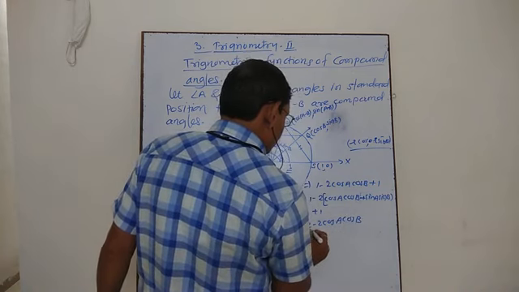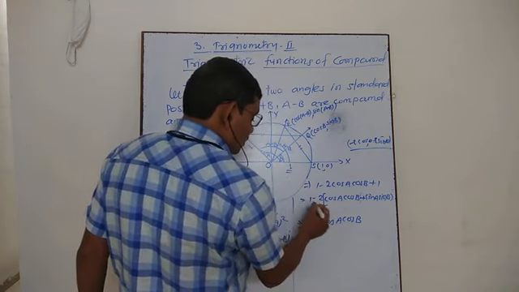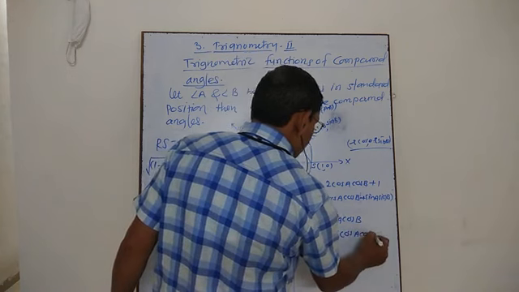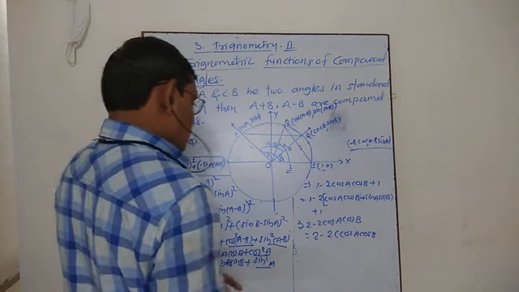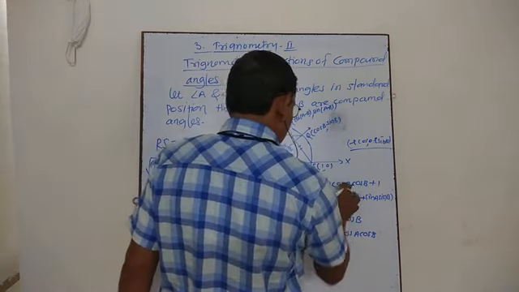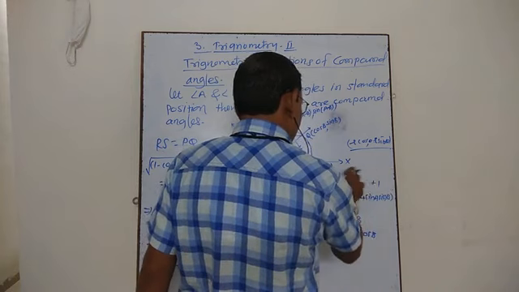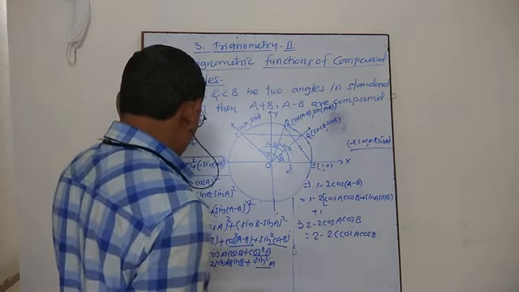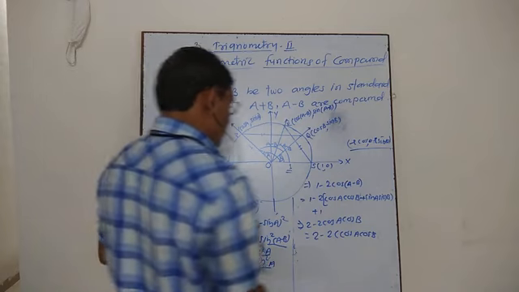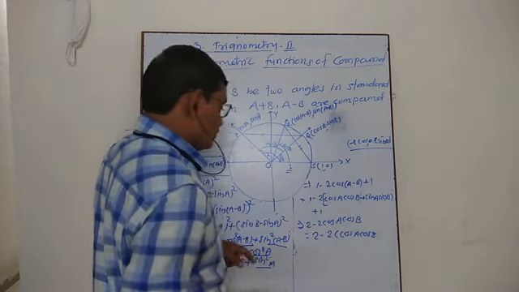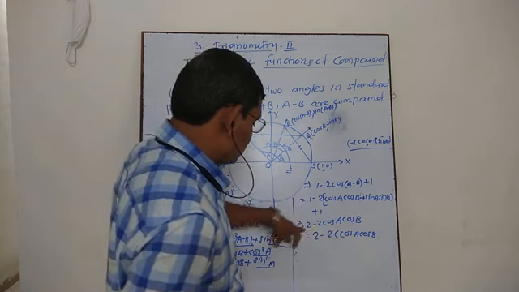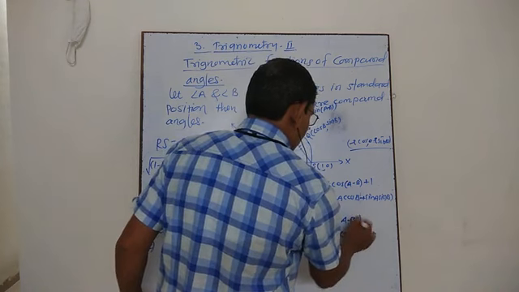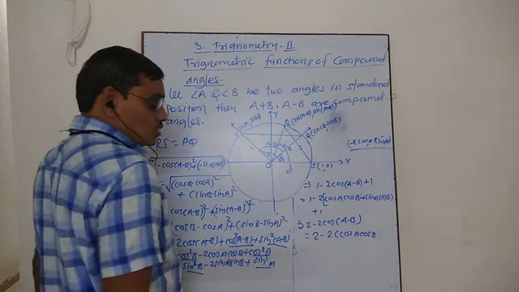This implies 1 plus 1 is 2 minus 2 cos a cos b, where the left side is 1 minus 2 cos a minus b plus 1. So 2 minus 2 cos a minus b is equal to 2 minus 2 cos a cos b.